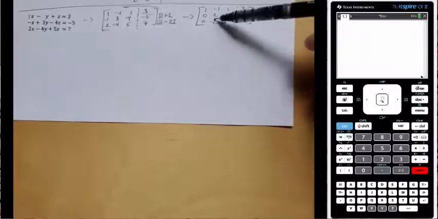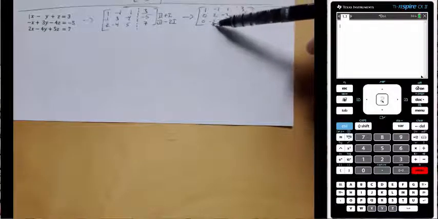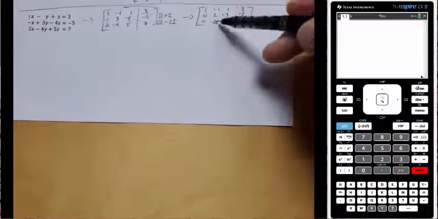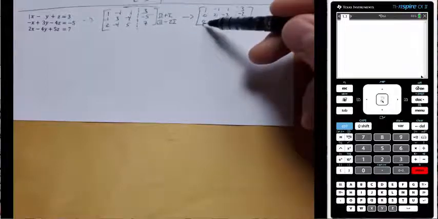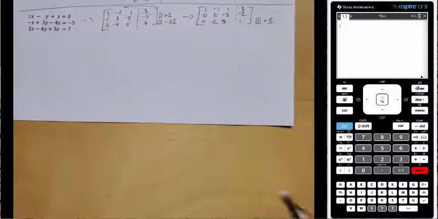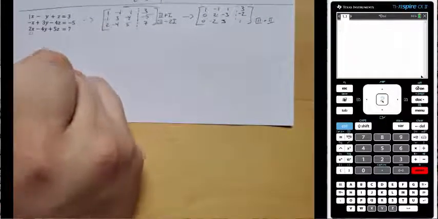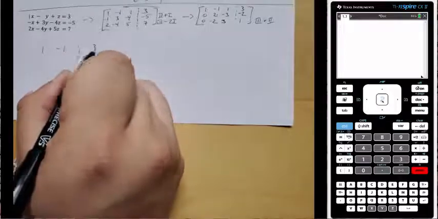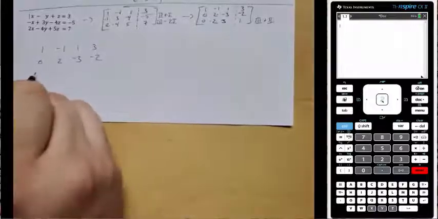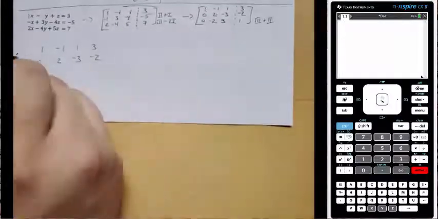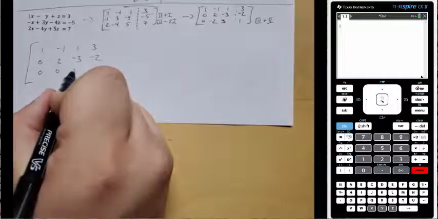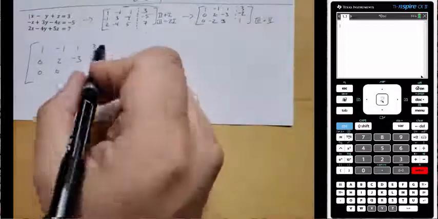This looks good because I can get a 0 here if I take old row 3 and add row 2. 0 plus 0 will still be 0. -2 plus 2 will be 0. So that gives me this matrix: 1, -1, 1, 3, 0, 2, -3, -2. 0 plus 0 is 0. -2 plus 2 is 0. 3 plus -3 is also 0. 1 plus -2 is -1.